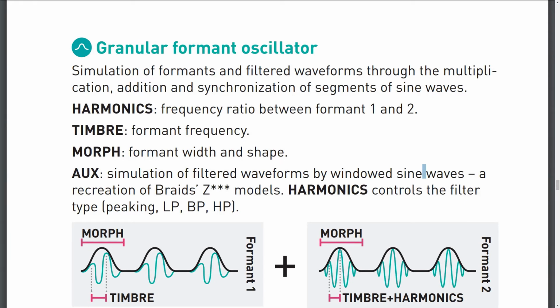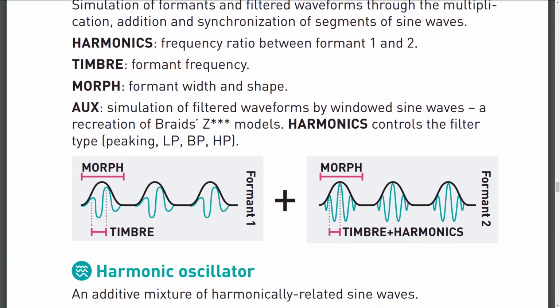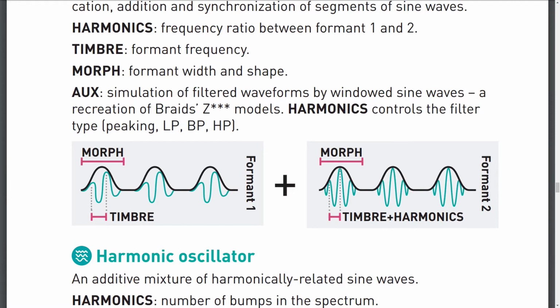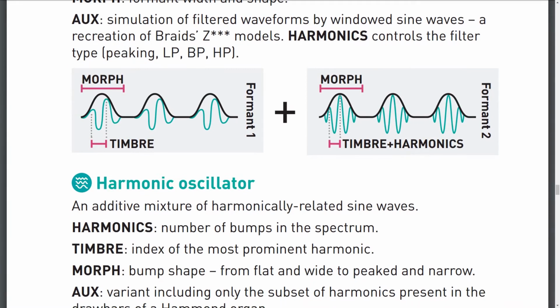Granular Formant Oscillator: simulation of formants and filtered waveforms through the multiplication, addition, and synchronization of segments of sine waves. Harmonics: frequency ratio between formant 1 and 2. Timbre: formant frequency. Morph: formant width and shape. Aux: simulation of filtered waveforms by windowed sine waves, a recreation of Braid's Z models. Harmonics control the filter type: peaking, low pass, band pass, high pass.